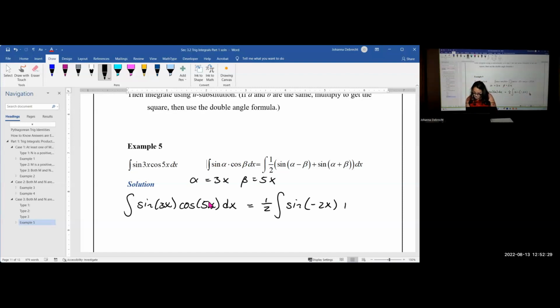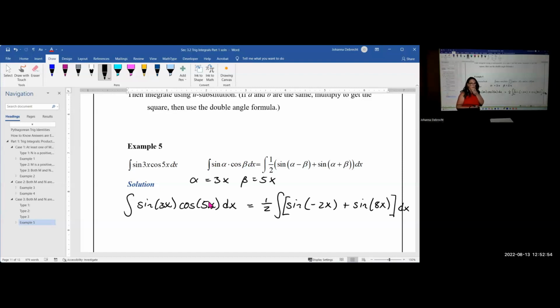And then I have plus, and this is the integrand, the sine of alpha plus beta, which is going to be 3x plus 5x, which would give me 8x. And then the differential is dx, right? Everybody with me so far? Pause the video if you need to and think about the formula.